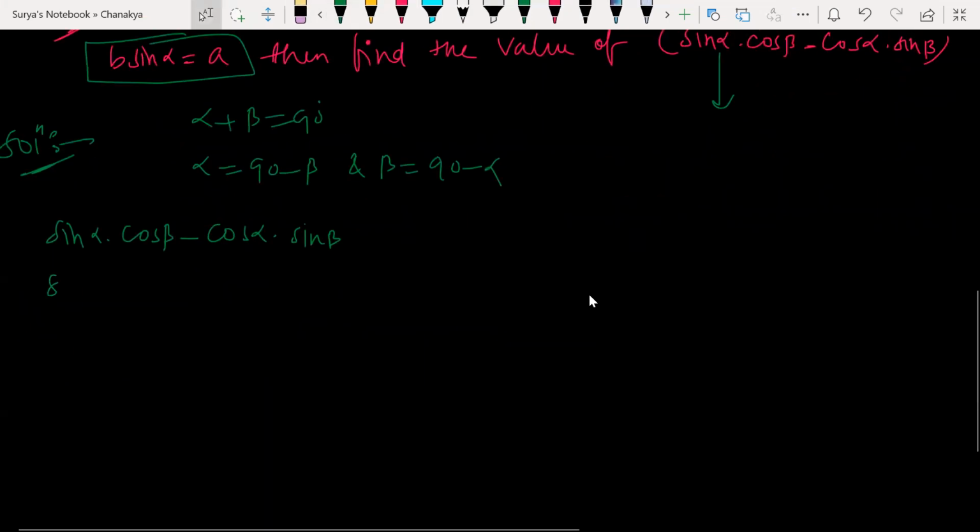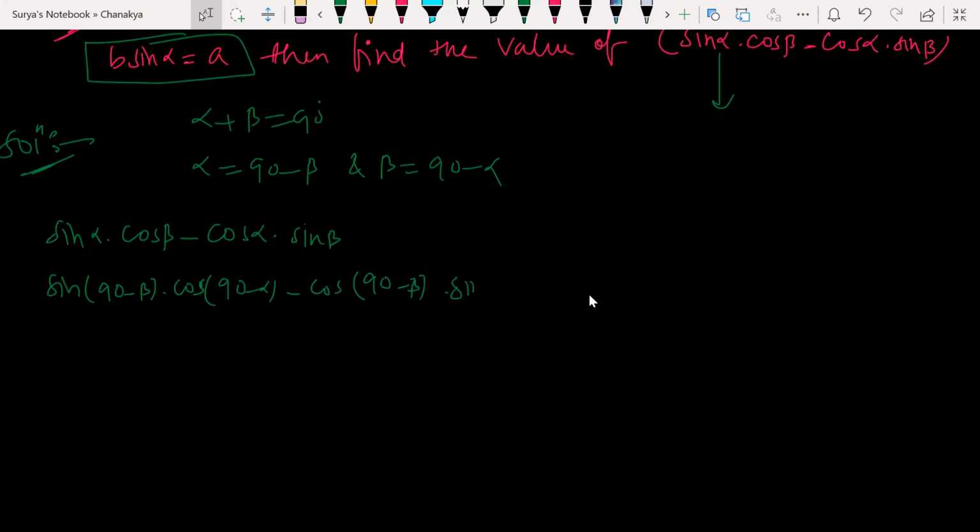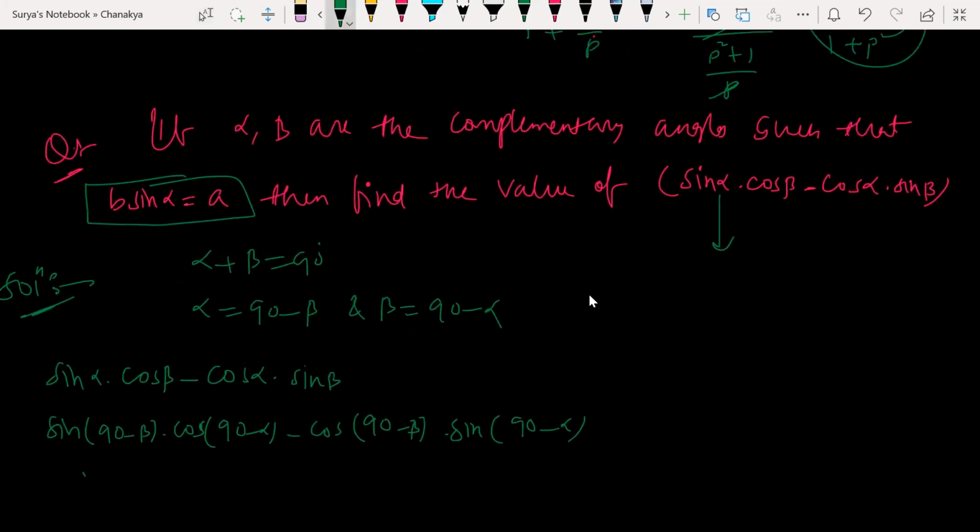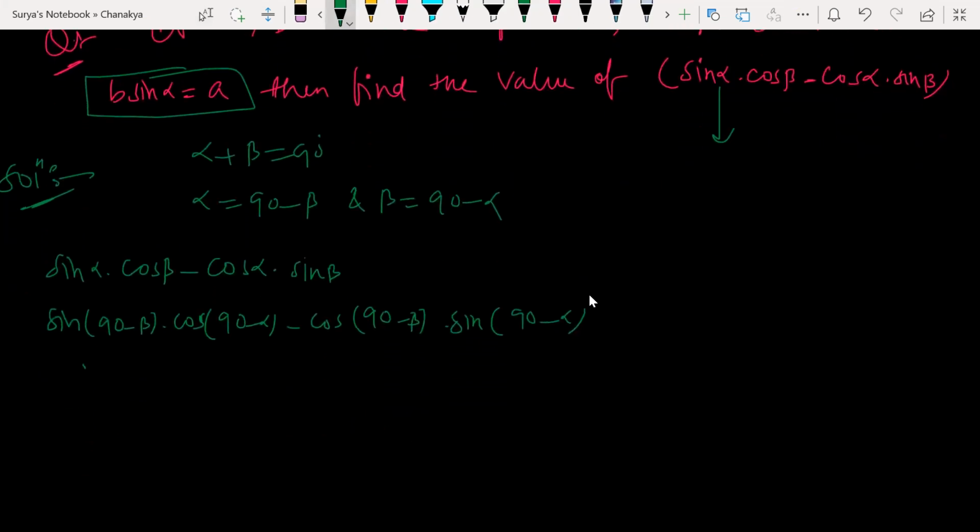Look at this here. Sine alpha is nothing but what? 90 minus beta cos beta. On the other side, 90 minus alpha minus cos alpha into sine beta. Sine beta is what? 90 minus alpha. Don't change the left side one, sir. Keep cos beta as it is. No problem. We can write it in terms of squares later on, isn't it? Exactly. So let it be as it is. Fine, very good.